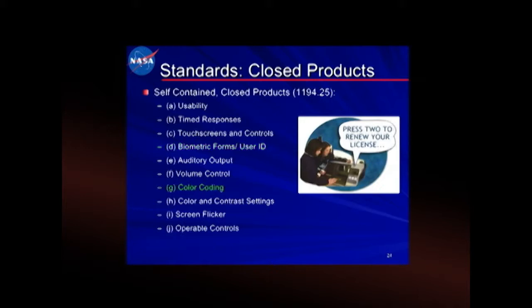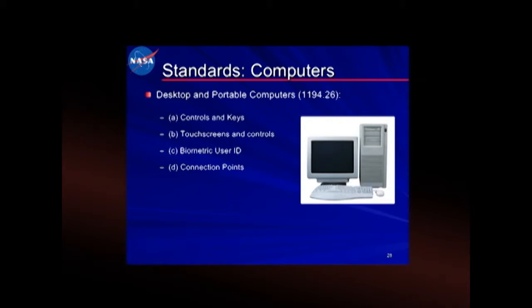Of course, we talked about color coding, color and contrast settings, screen flicker, and the controls need to be accessible. And for desktop and portable computers, controls and keys need to be accessible. Most times you just want a tactile touch screens and controls. Again, the biometric user ID. And all the connection points on your computer just need to be standard connections, whatever industry standard is.